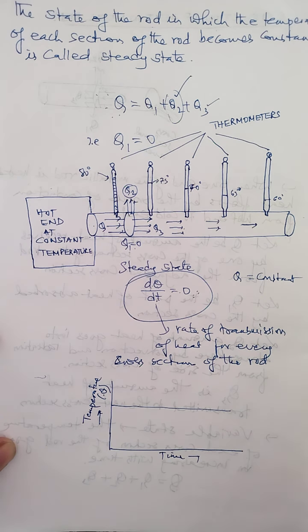So this is the basic part of the conduction of heat in a metal rod. Now in the next YouTube video, we will derive the expression for the coefficient of thermal conductivity, and most importantly, we will define a term called temperature gradient, and that will be in the next YouTube video.